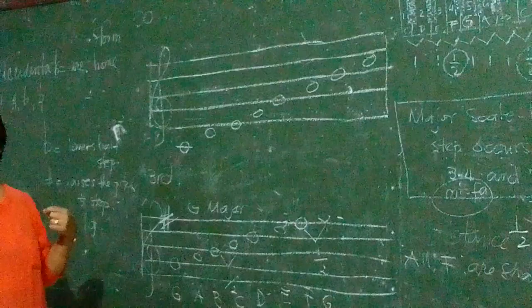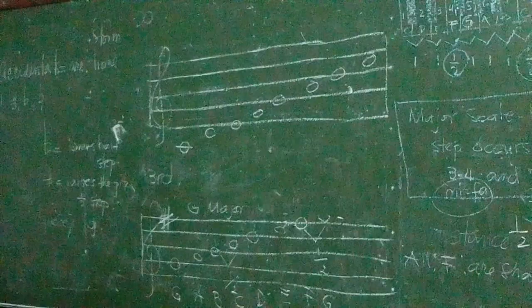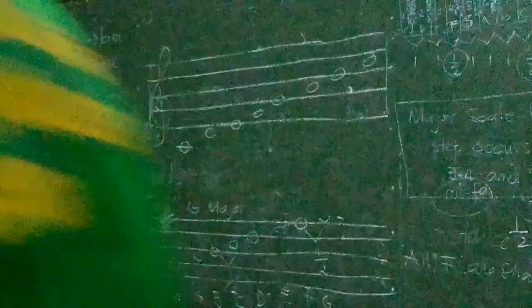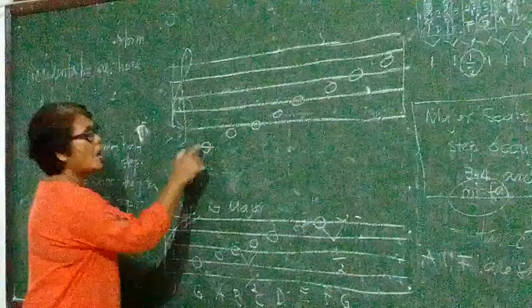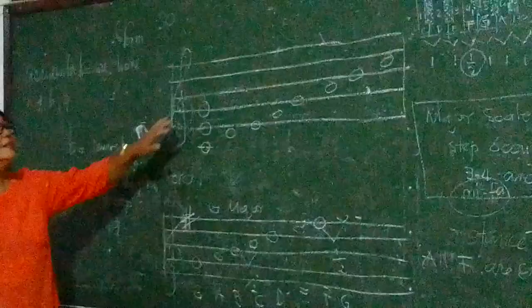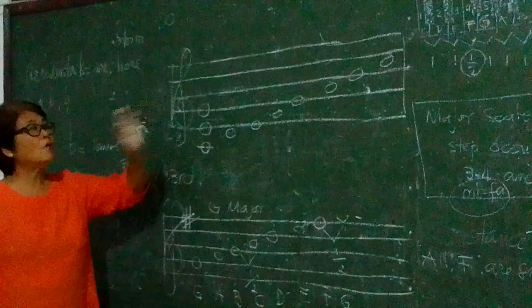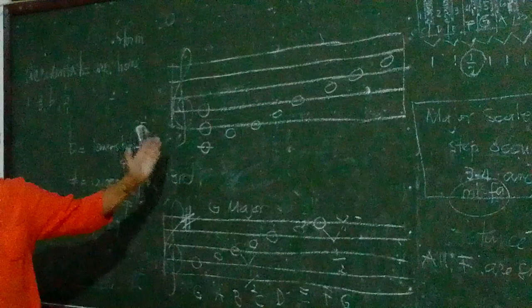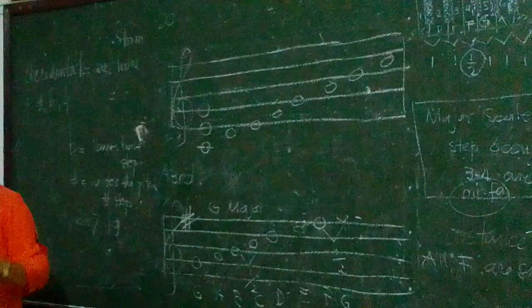So, take C. Add two more notes, each a third apart, the distance from one note to another. One, two, three. This is now called a triad chord. When the notes are stacked on the staff, you have to play them together.